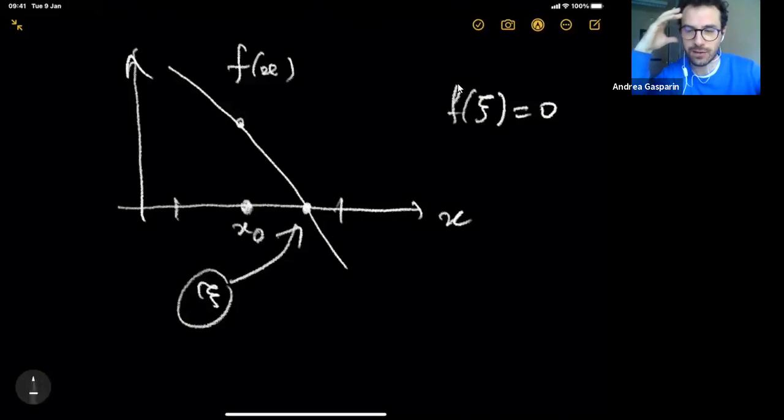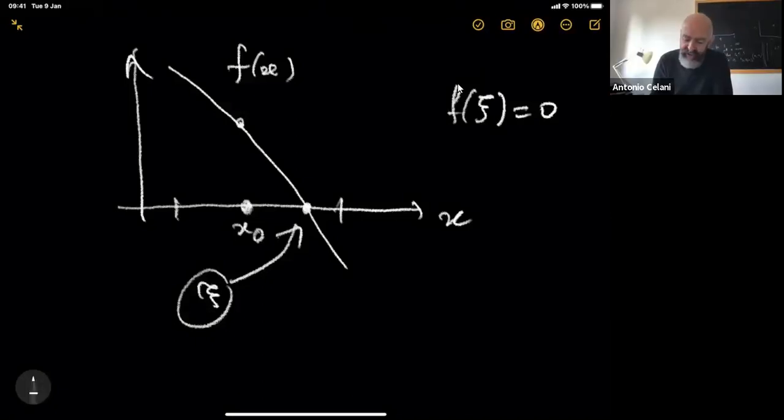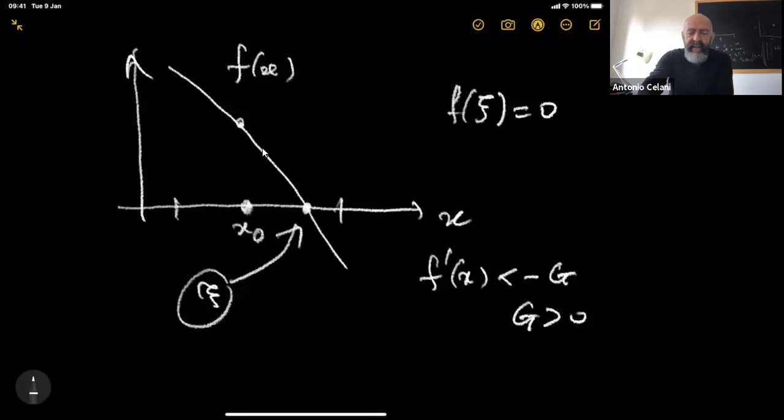Yes. Do you want me to write? We can write the conditions here. So the conditions are that f prime of x is strictly bounded by some minus G with capital G positive. So it means that if I take the slope of this, it never becomes flat. It's always going down by some finite amount. And this is enough to guarantee you that there is a single 0 in the interval of interest.